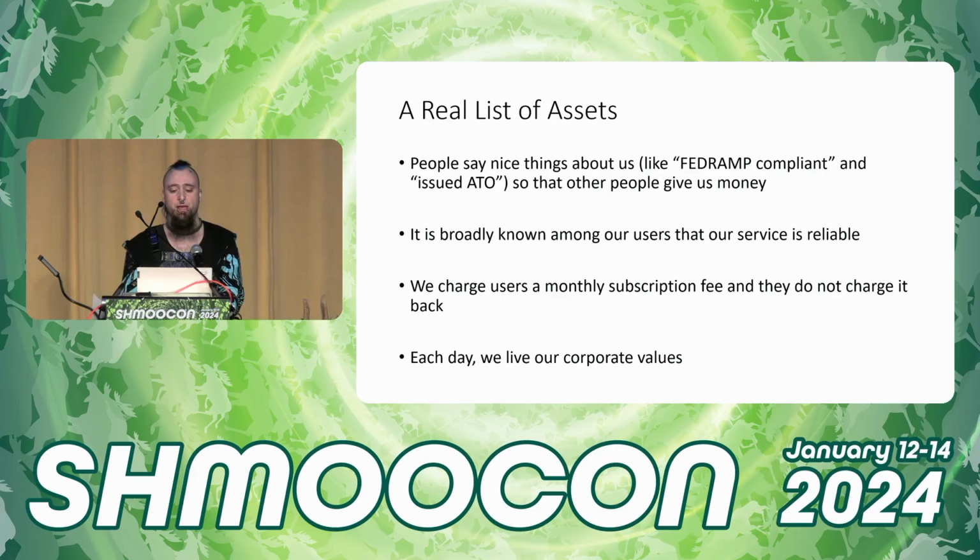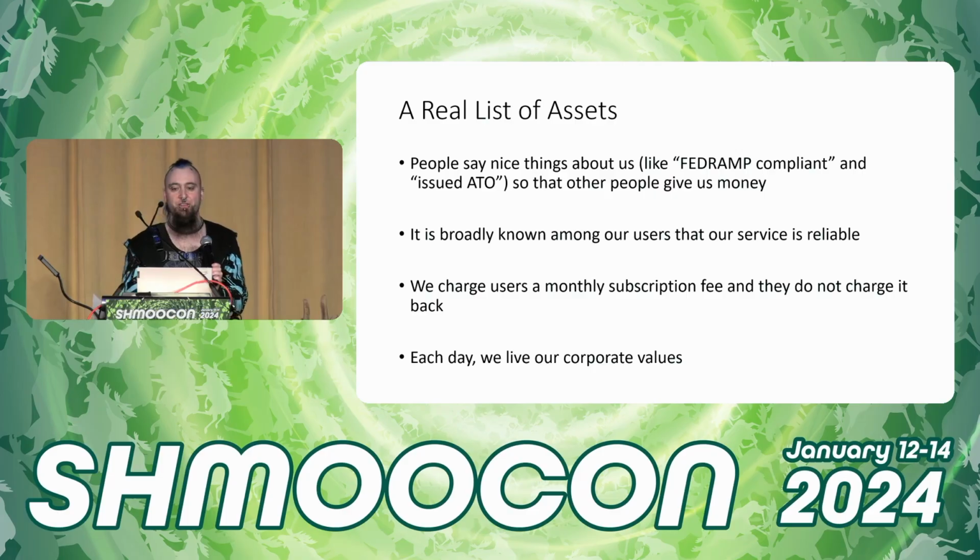Other ones apply to basically any business. It is broadly known among our users that our service is reliable. Well, that's also an asset. It has threats, such as somebody DOSes me, it's no longer reliable, people stop believing that it's reliable, and then they stop giving me money and I go out of business. Okay, another asset. We charge our users a monthly subscription fee and they do not charge it back. Well, okay. There are some threats to that, such as what if my payment processing is destroyed because somebody replaces my Stripe API key with their Stripe API key. Now we no longer charge our users a monthly subscription fee and we're sunk.